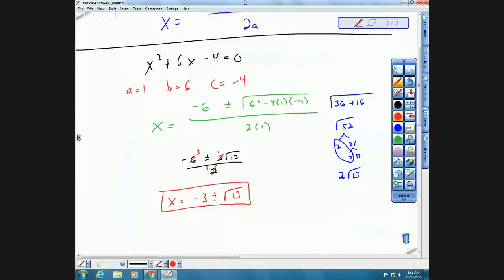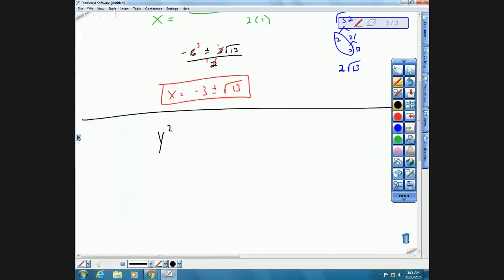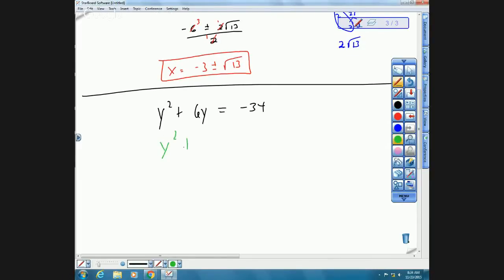Y squared plus 6y plus 34. So I guess, I'm sorry if you already wrote this down, but if you have something like this, the first thing you always want to do here is to get everything on the same side. So I add 34 to the other side.